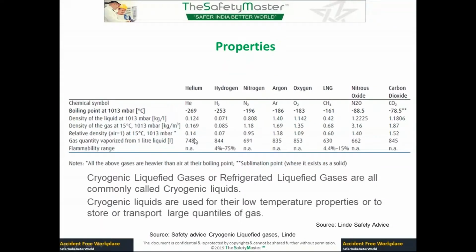If you see here, for 1 liter of liquid, helium gives 748, hydrogen 844, nitrogen 691, argon 835, and oxygen 853. This is another issue, as I told you, with cryogenic liquids: a small quantity of liquid will expand into a large volume of gas, and they vaporize. So these liquids are all commonly called cryogenic. Now I'll move on.